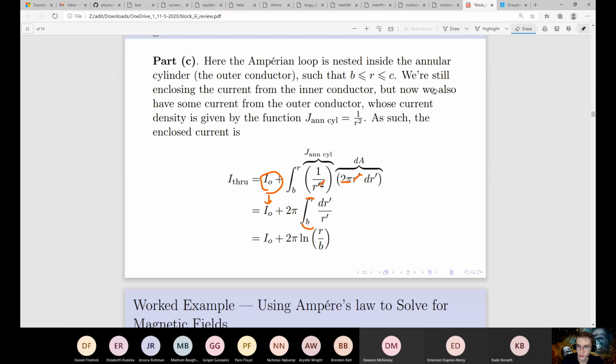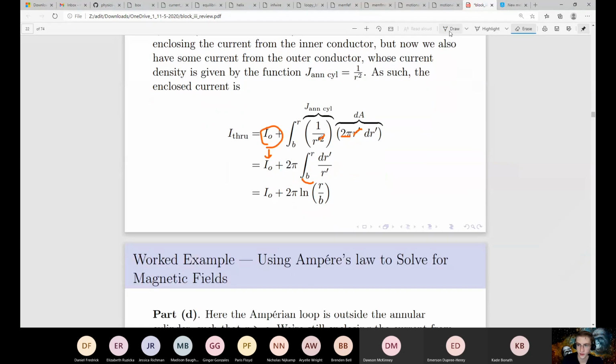So those are my bounds of integration from B to R. And when I take that integral, it's the integral of 1 over R, so that's just the natural log. I'm going to turn on the lights real quick so I can see. I'll be right back. Sorry about that. Cool, so I take this integral from B to R of 1 over R, that's the natural log, the 2 pi stays, and I have natural log of R over B.